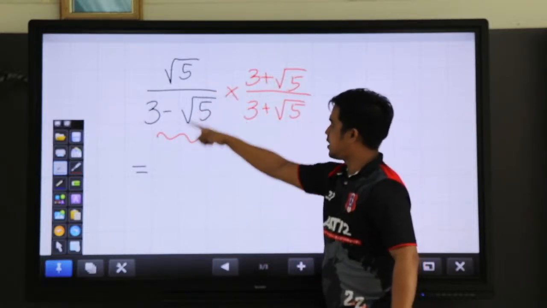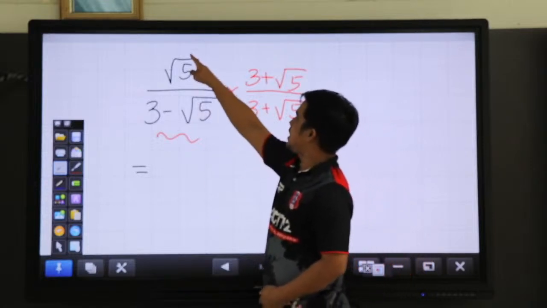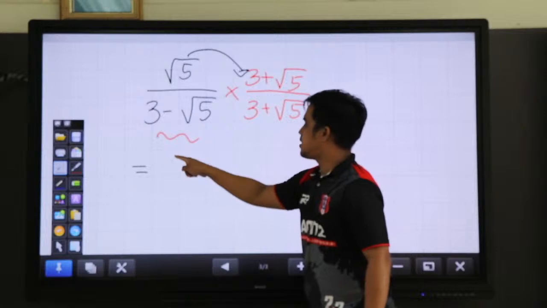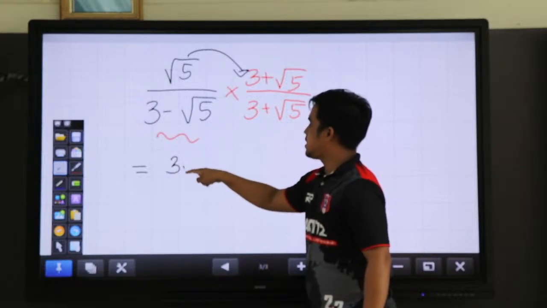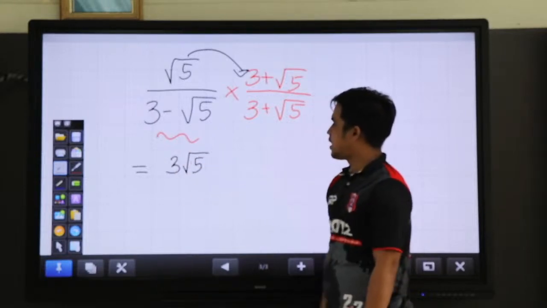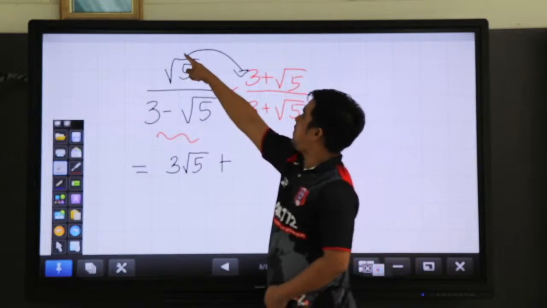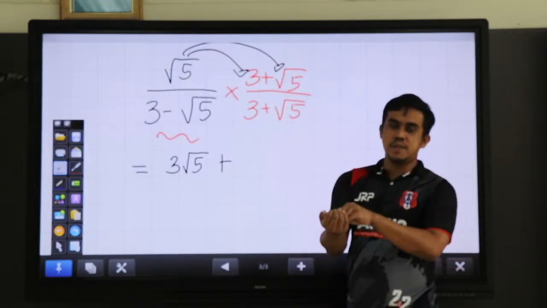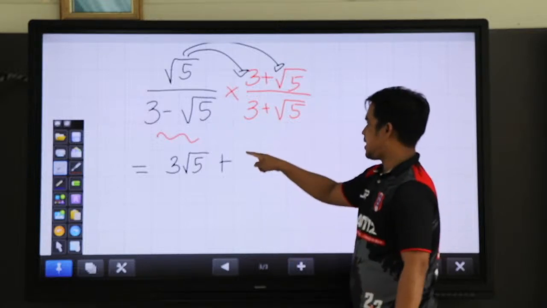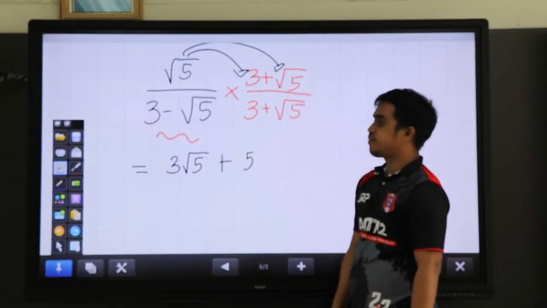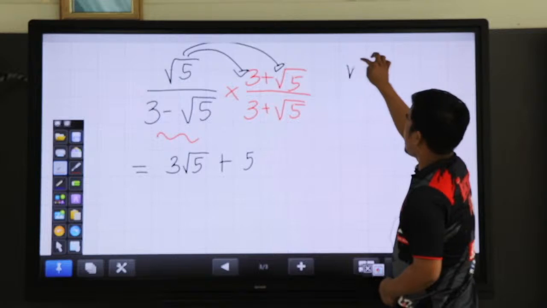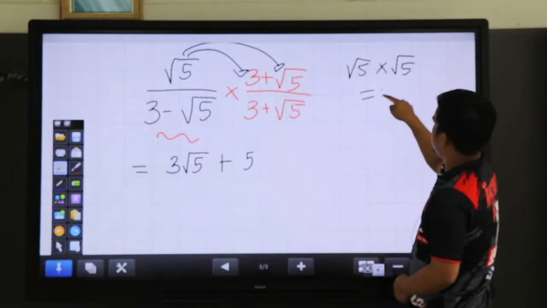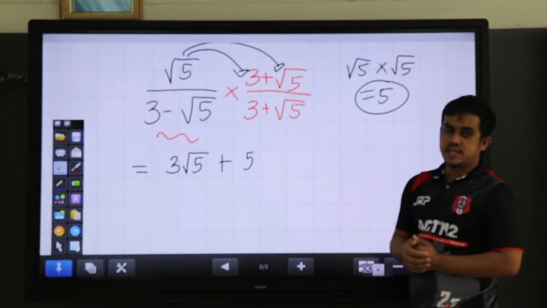Now, remember, we have to multiply numerator to numerator and denominator to denominator. So we have square root of 5. The first one is square root of 5 times 3, so that is 3 square root of 5. Plus square root of 5 times square root of 5. How much is that? If you multiply it by itself, it only becomes 5. So square root of 5 times square root of 5 is 5.